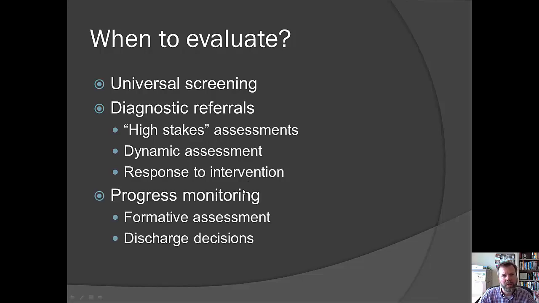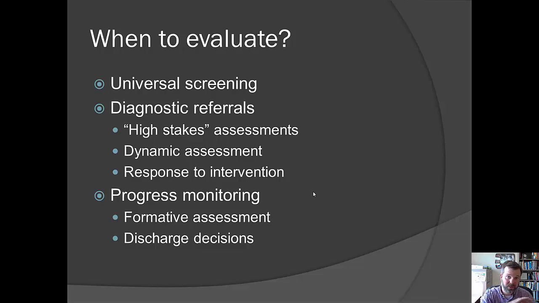And then we also use our evaluations in progress monitoring. This is what you all do, collecting data during your assessments. And what you should really be using that data for is a formative assessment. I like this word, formative assessment, because it helps us form our impression of the client and helps us form our future plan. That's the formative part of it.